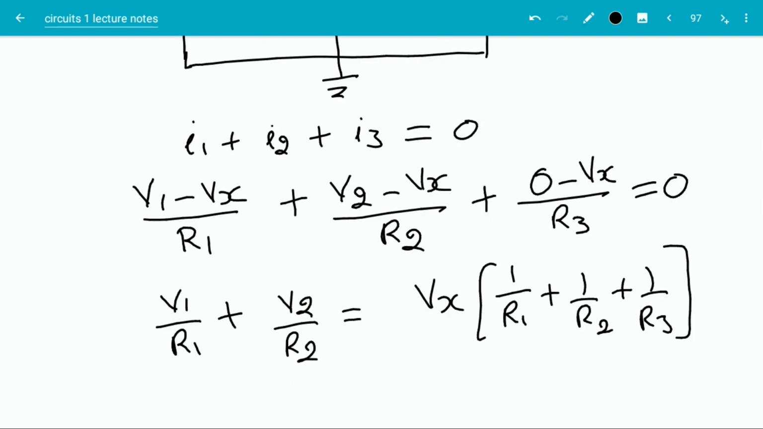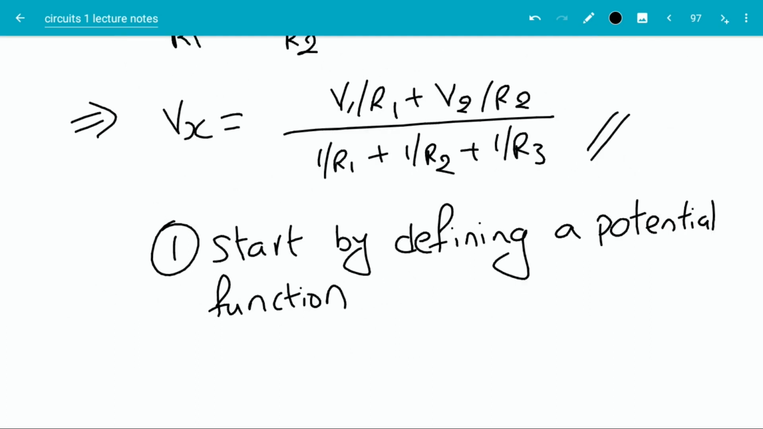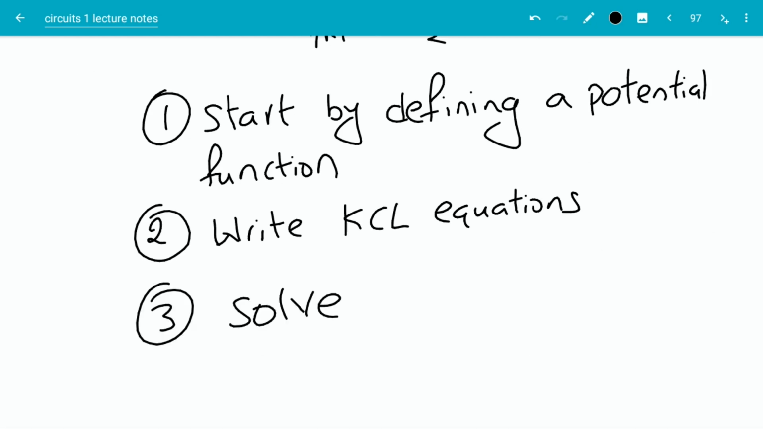Taking all Vx terms to one side, we get Vx is equal to the right hand side here. And that's node voltage method. Just to do a brief recap: start by defining a potential function, write KCL equations, then solve.